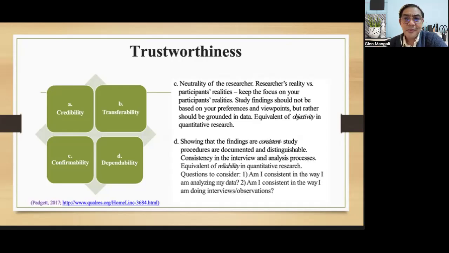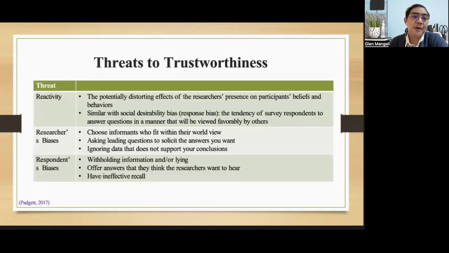So what are the threats to trustworthiness that you need to be mindful of? Number one, reactivity. When you talk about reactivity, these are the potentially distorting effects of the researcher's presence on participants' beliefs and behavior. It is also similar to social desirability bias, wherein survey respondents tend to answer questions in a manner that will be viewed favorably by others. Second is the researcher's biases.